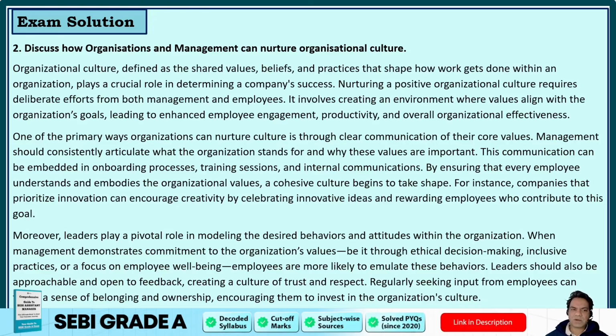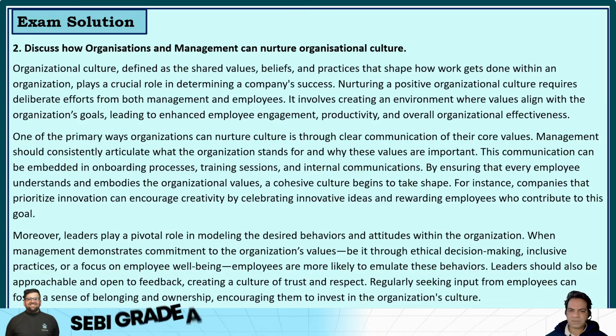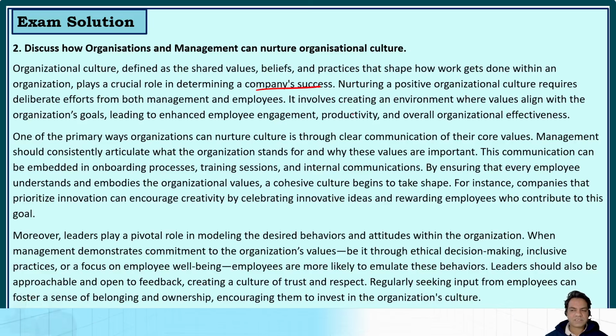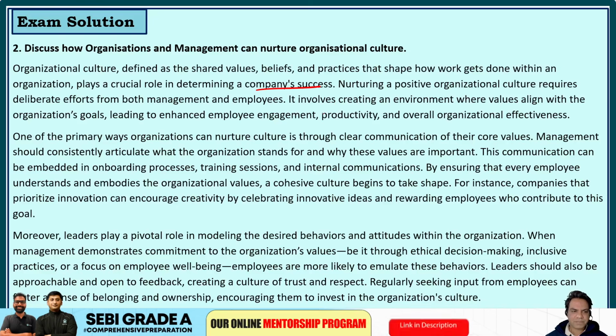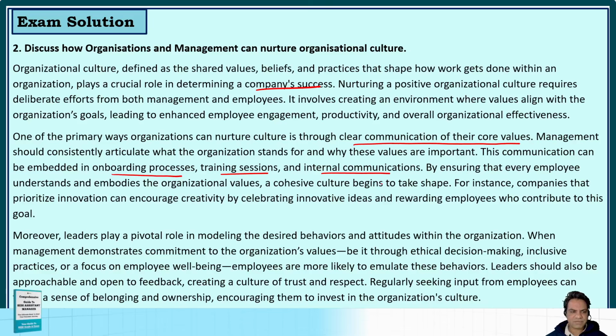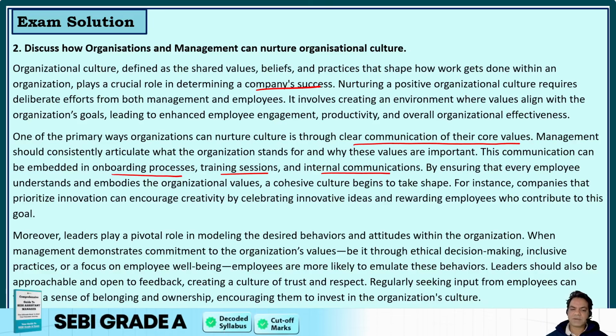Second topic, discuss how organizations and management can nurture organizational culture. This was a management topic. So it can play a crucial role in determining a company's success. Nurturing a positive organizational culture requires deliberate efforts from both management and employees. One of the primary ways to nurture culture is through clear communication of core values. Management should be consistently articulating what the organization stands for, and these should be embedded in onboarding processes, training sessions, and internal communications. By ensuring that every employee understands and embodies the organizational values, a cohesive culture begins to take shape.